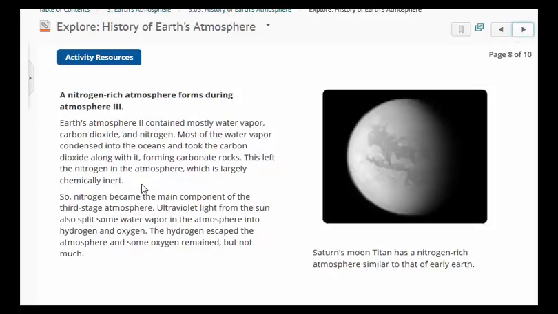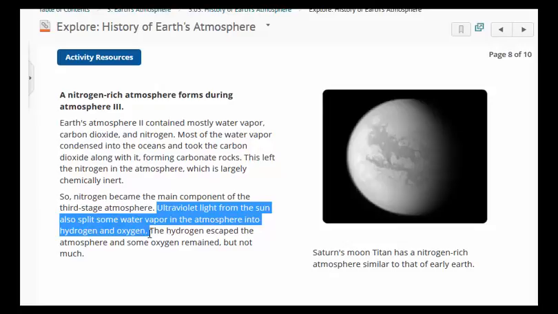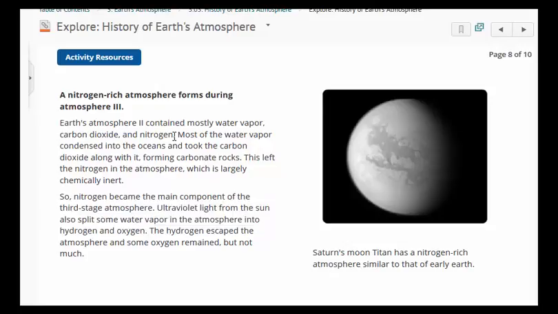Next came atmosphere 3. Atmosphere 3 is when nitrogen became abundant in our atmosphere. It was because of ultraviolet light splitting in the atmosphere. So make sure you know that atmosphere 3 is nitrogen rich, but poor in oxygen. Lots of nitrogen, but not enough oxygen for us to breathe. Atmosphere 3 was nitrogen rich and oxygen poor. Go ahead and write that down.